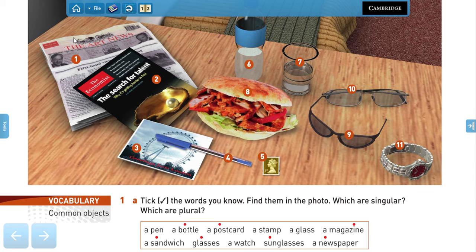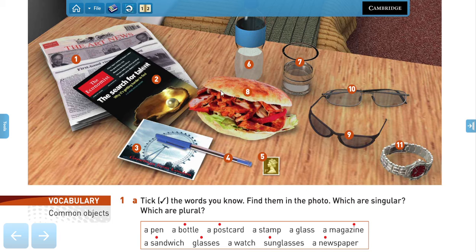So let's see. Number 1, we have a newspaper. A newspaper. A magazine. A postcard. A postcard. This is a pen. Yes? A stamp. Not very common nowadays, but in the past, stamps were very common, right? A bottle. A glass. Probably a glass of water, right? We can assume that this liquid is water.